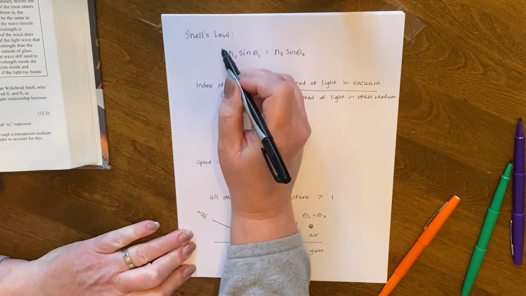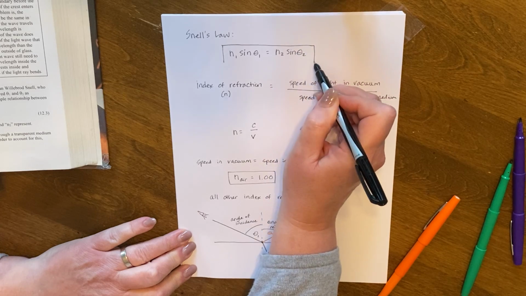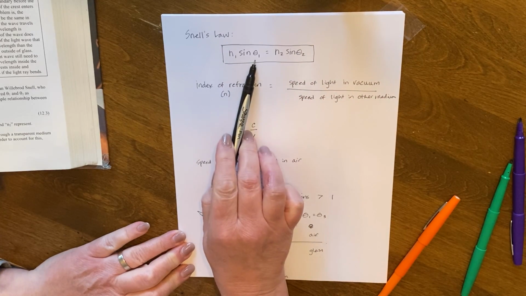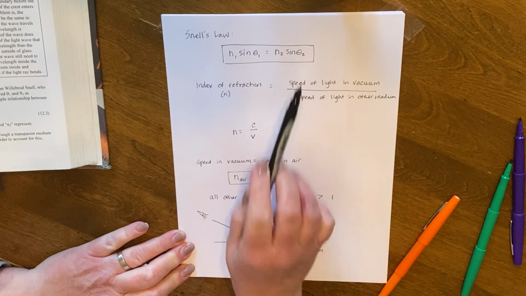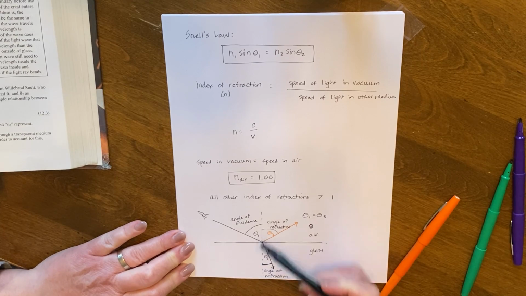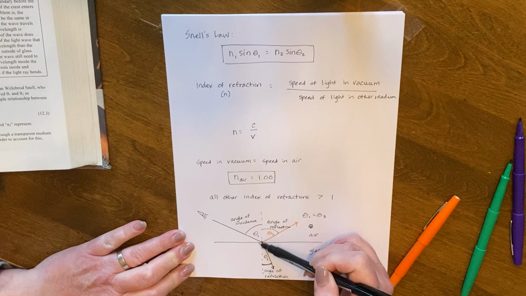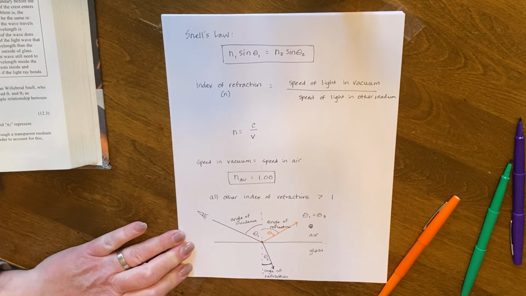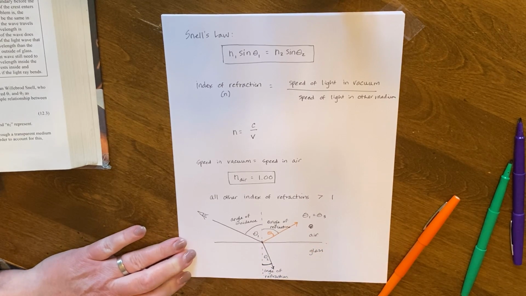So in Snell's law, we have sine of theta 1, sine of theta 2. Theta 1 and theta 2 are measured in reference to this imaginary perpendicular line. Okay, they're determined relative to that perpendicular line.